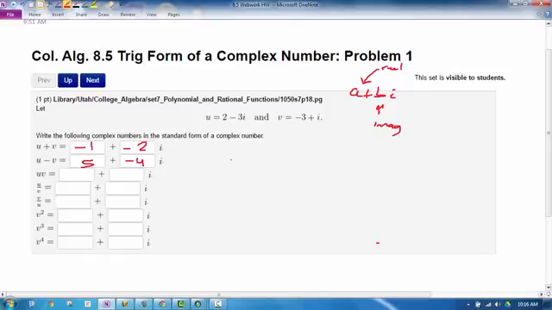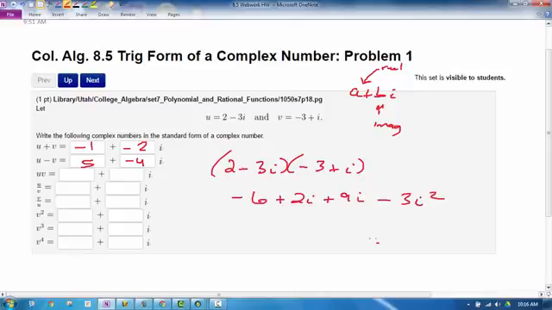Now when you multiply two complex numbers together, you just FOIL, just like you think you would. So for the next part, I end up with this, and I'm going to FOIL. 2 times -3 is -6. 2 times i is 2i. -3i times -3 is a positive 9i. And then -3i times i is a -3i squared. Now we simplify this. So this is -6 plus 11i.